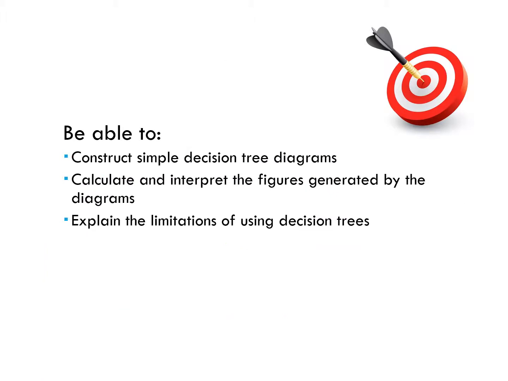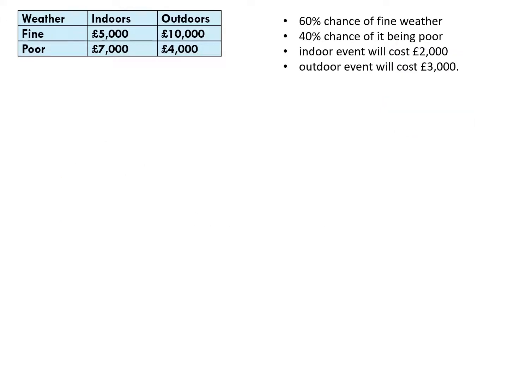So that's how we construct a simple decision tree. We look at decisions and probabilities and the potential outcomes. Now we're going to have a look at calculating and interpreting these diagrams. So again, here's my basic information, my payoffs for my two choices and the chances.